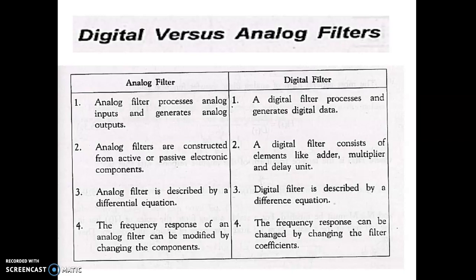The analog filters are constructed from active or passive electronic components, whereas the digital filter consists of elements like adders, multipliers, and delay units. An analog filter is described by a differential equation, whereas a digital filter is described by a difference equation. The frequency response of an analog filter can be modified by changing the components. The frequency response of a digital filter can be changed by changing the filter coefficients.